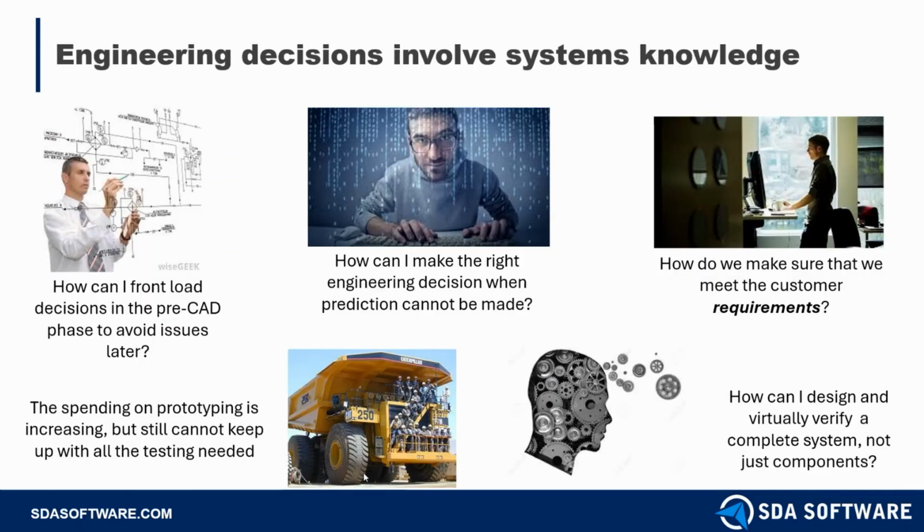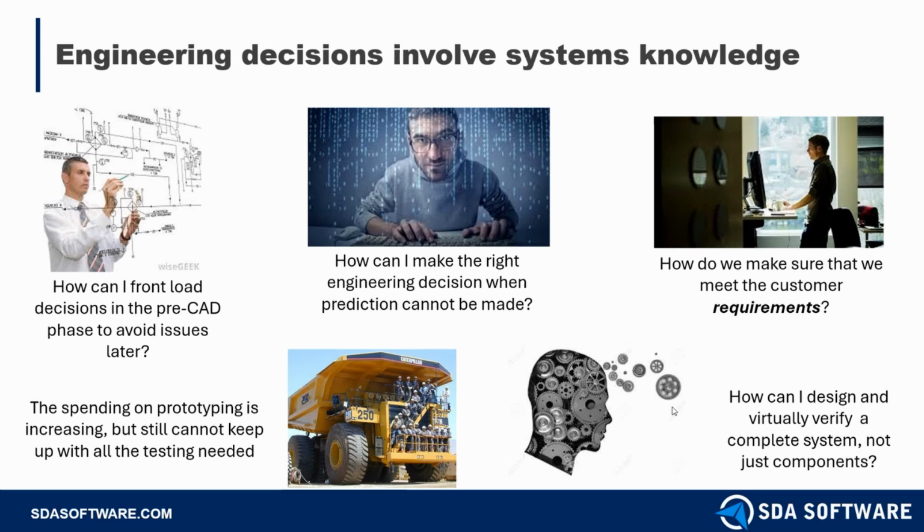Therefore, today, engineering decisions fundamentally involve system knowledge, and most companies are at different levels of implementing system engineering and system simulation. As shown here, when you implement these types of system simulations, there are always questions that need to be addressed in any product development cycle. For example, how can your engineer make accurate engineering decisions early on in your design phase so that you can minimize any issues or pitfalls later down the road? Or how can your engineer minimize the use of expensive prototyping?